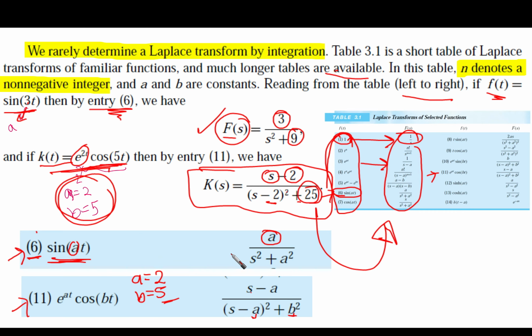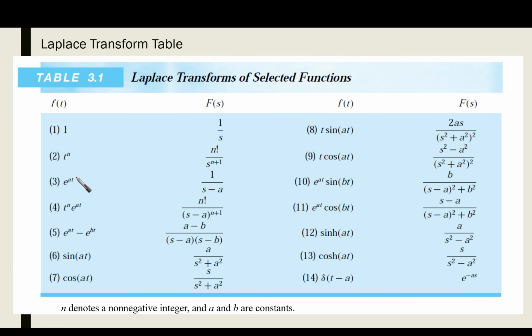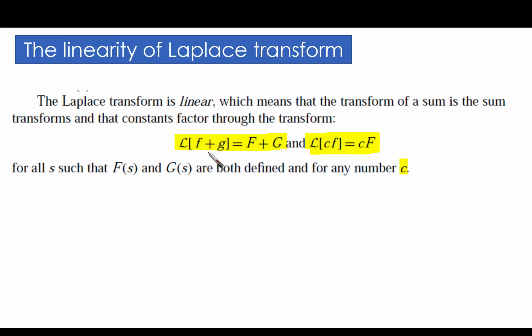Okay, I hope that we understood now what is the meaning of Laplace transform. Now let's talk about the linearity of Laplace transform. The Laplace transform is linear. What is the meaning of linear? Which means that the transform of a sum is the sum of transforms and that constants factor through the transform.